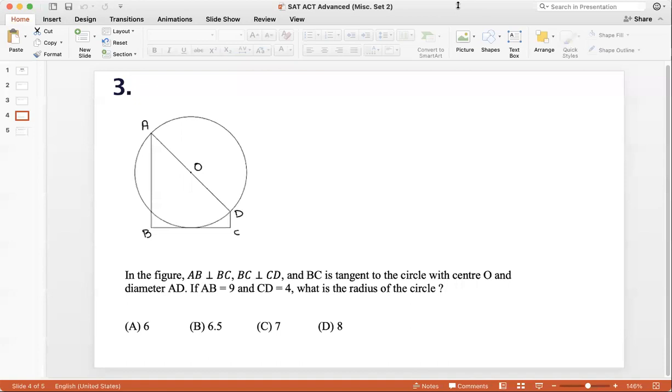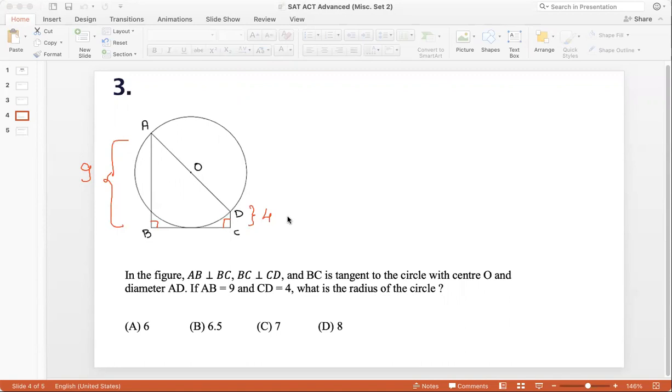Question 3. In the figure, AB is perpendicular to BC and BC is perpendicular to CD. And BC is tangent to the circle with center O and diameter AD. If AB is 9, this distance is 9, and CD is 4, what is the radius of the circle?